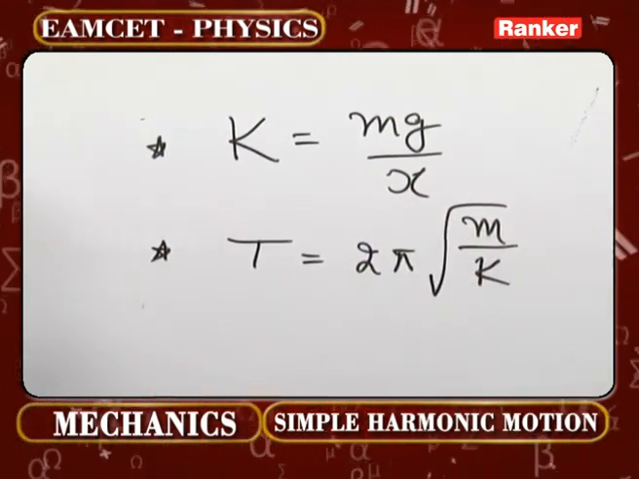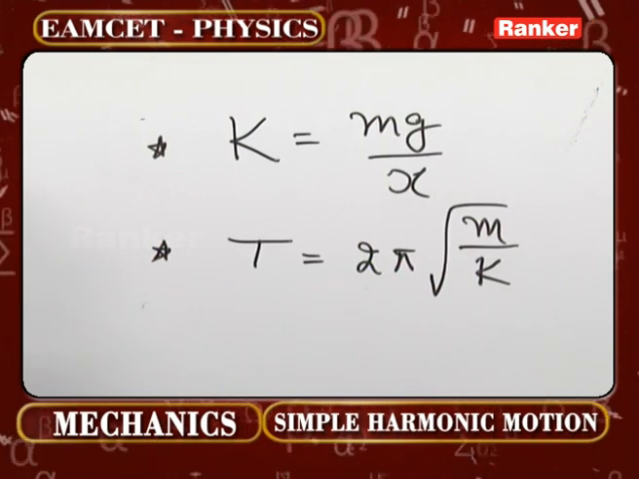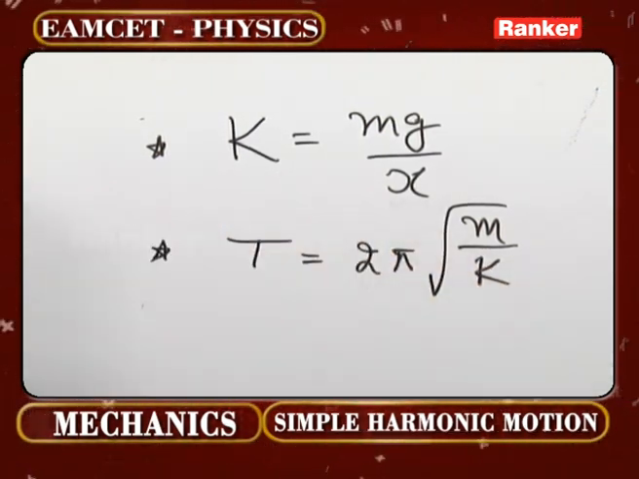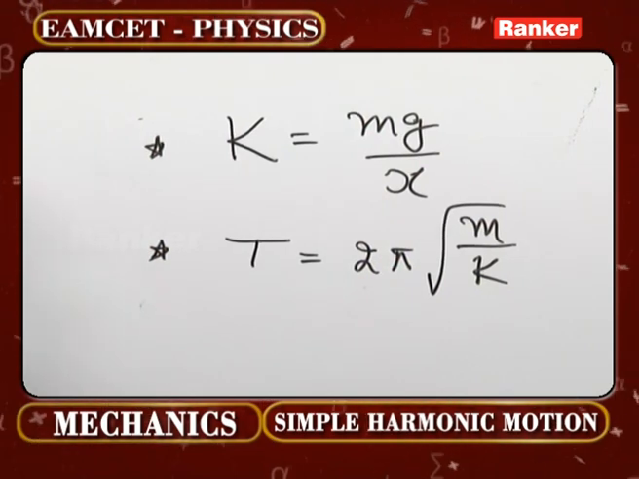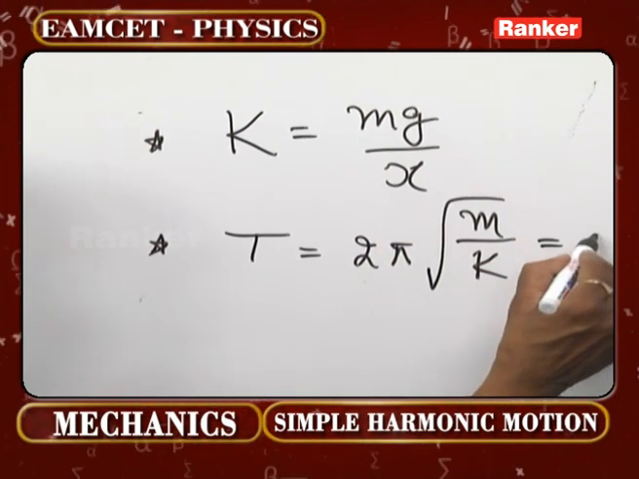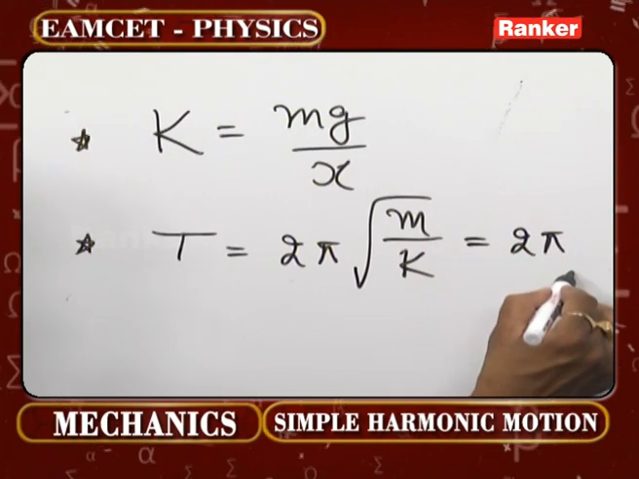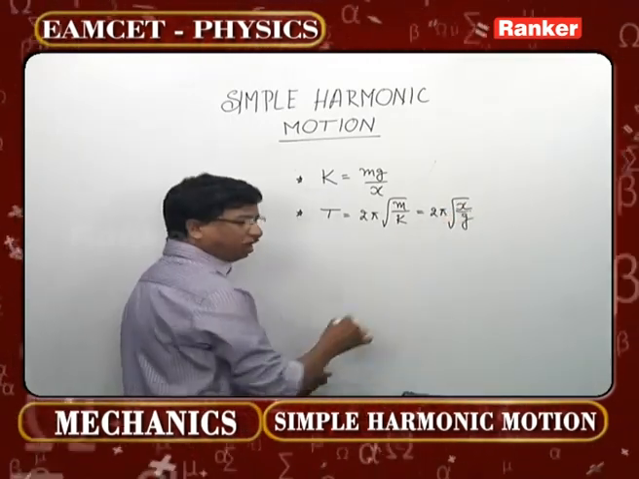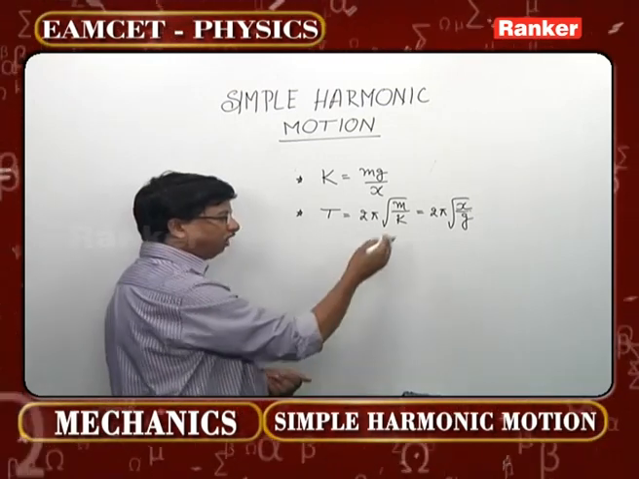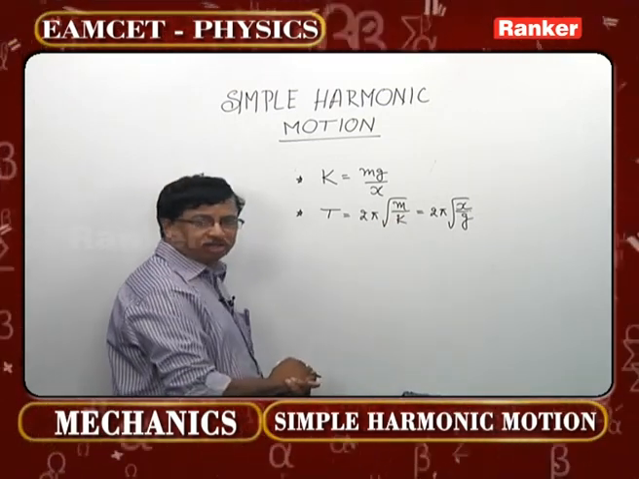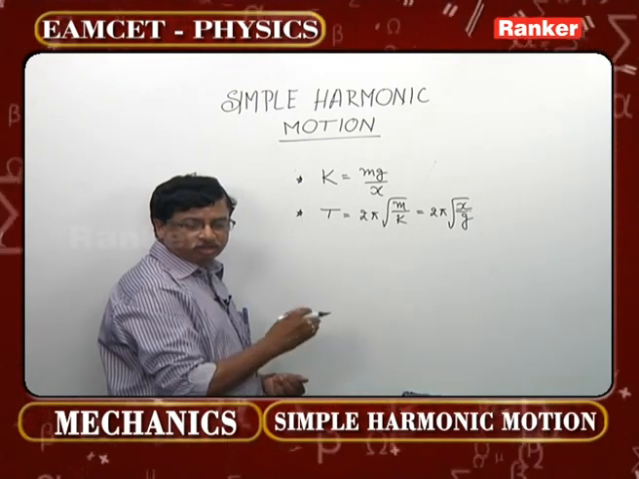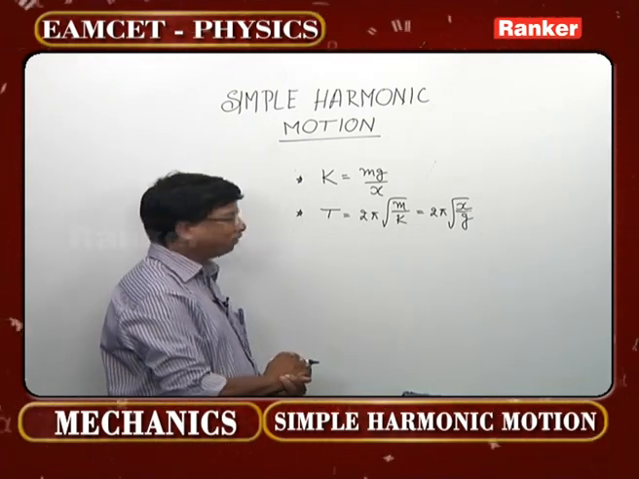What is this m over here? We all know that is the mass attached to the end of the spiral spring, and k is called either force constant or spring constant. The same equation can even be rewritten as 2π under root x by g, x being the elongation and g being the acceleration due to gravity at the place where it is vibrating vertically in the vertical plane, up and down.